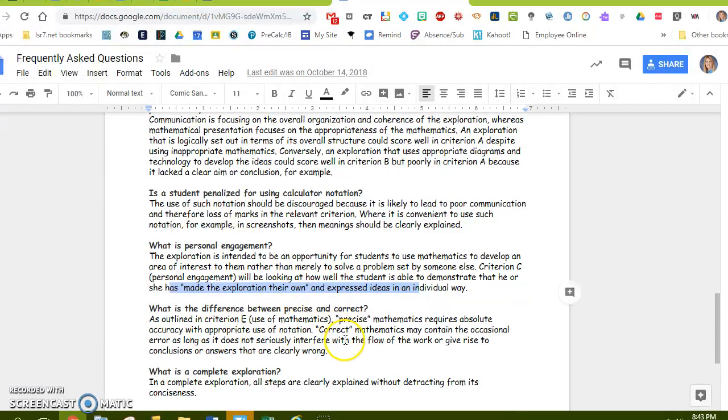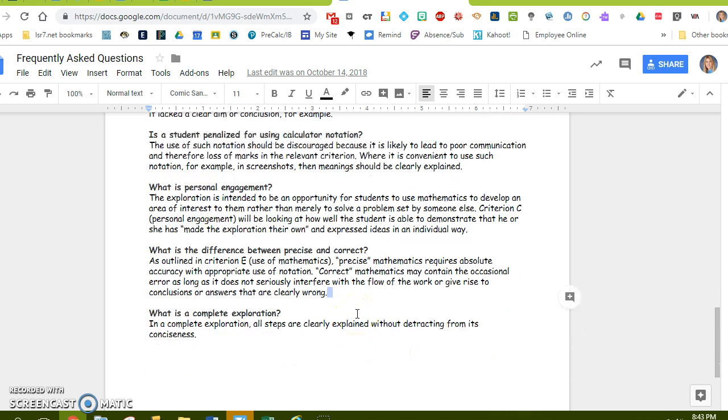Okay? Precise and correct, it talks about that in the use of mathematics. So precise means you're accurate. You use the right notation. Correct mathematics means that you can have an error as far as some of your calculation, but it doesn't really lead the paper, the exploration, astray. And then to be complete, you're showing all the steps. You're explaining everything. Nothing really is being detracted from your conciseness, so you're not just rambling and rambling. So that's another good one to come back to.